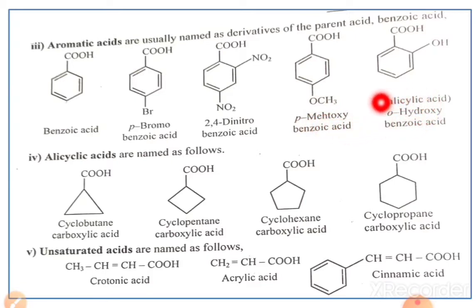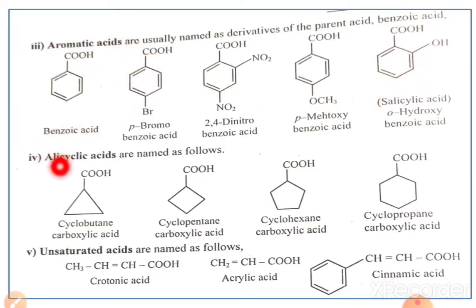Now next, this is the structure of salicylic acid. This is salicylic acid, also called orthohydroxybenzoic acid. Again the numbering starts from here, 1, 2, 3, 4, 5, 6, and this is a 1-2 relationship, that means it is the ortho position, therefore this is orthohydroxybenzoic acid. This is about the nomenclature of aromatic acids.